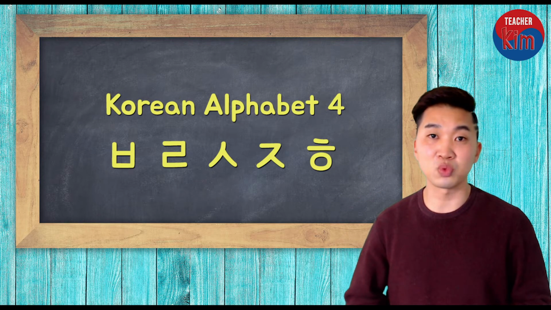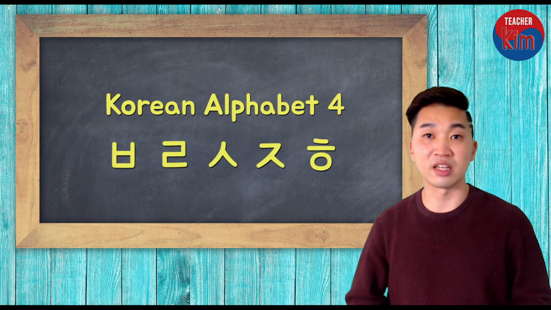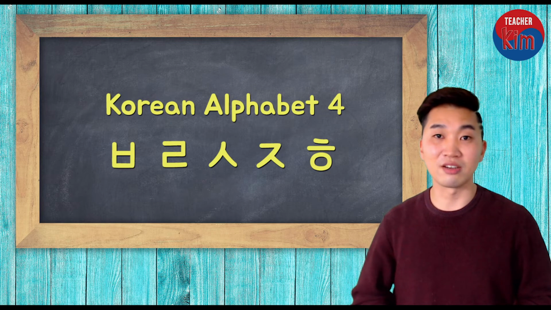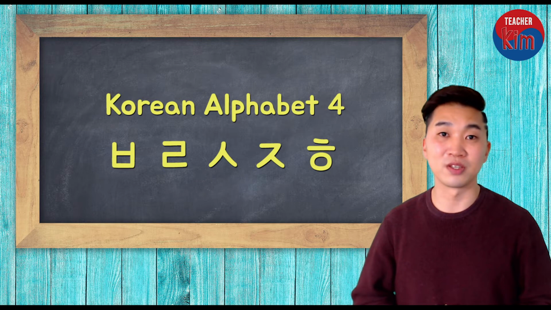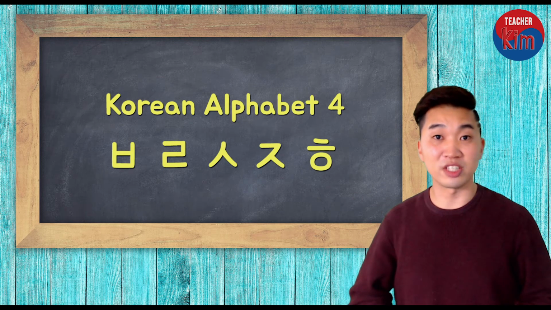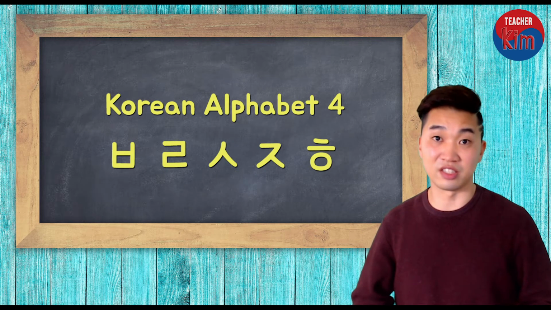If you missed my previous one, you can come to my playlist that is called Korean Alphabet and try to learn the Korean alphabet from the basics step by step. We are learning the Korean alphabet, we call it Hangul. We studied 8 basic vowels and 4 consonants, and I'm gonna teach you 5 more consonants in this video.